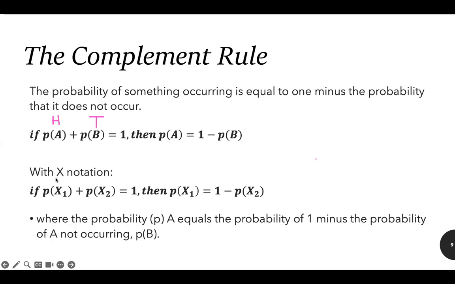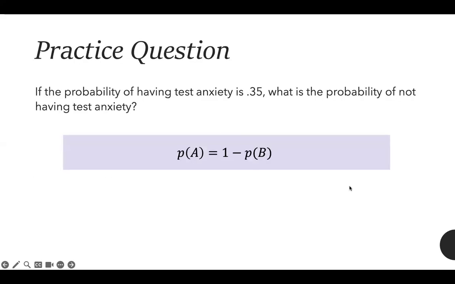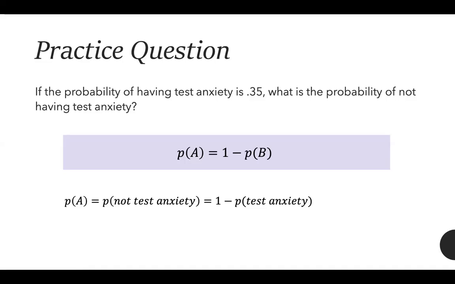So for a practice question, if the probability of having test anxiety is 0.35, what is the probability of not having test anxiety? The way we would set this up, we would say the probability of A, we're setting up as not test anxiety. That's going to equal 1 minus the probability of test anxiety. So not test anxiety is A, and test anxiety is going to be B. In this case, we just say 1 minus test anxiety, which is 0.35.